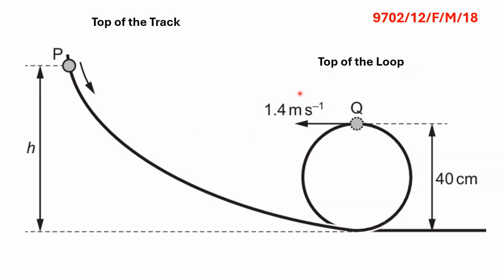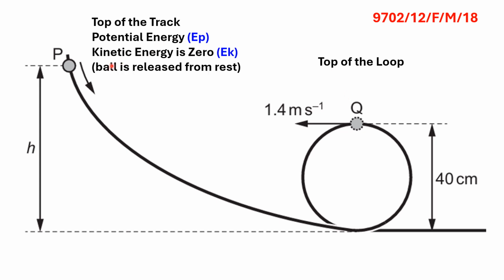First, let's identify the types of energy at the top of the track and at the top of this loop. At the top of the track, the object has potential energy because it's at height above the ground. There is no kinetic energy at this point because the ball is released from rest, meaning its initial velocity is zero.